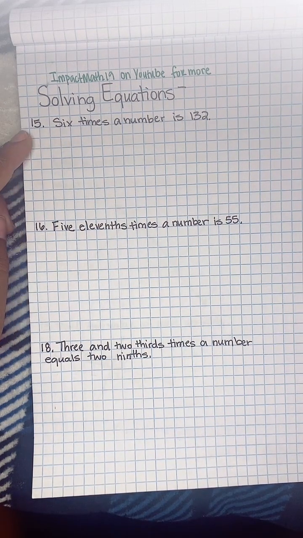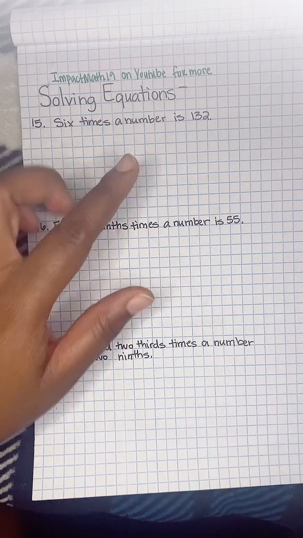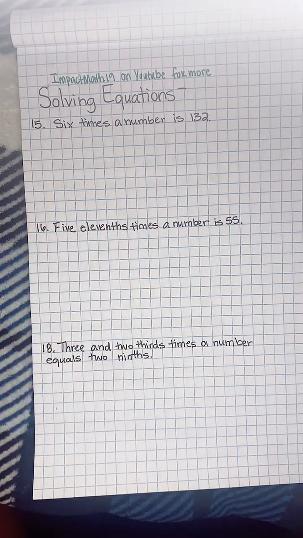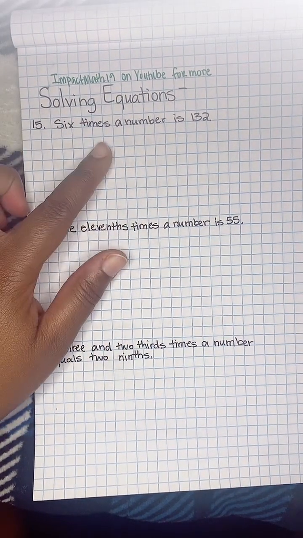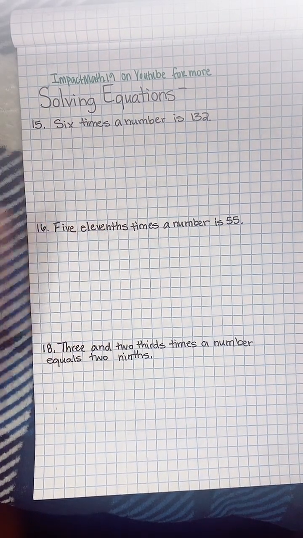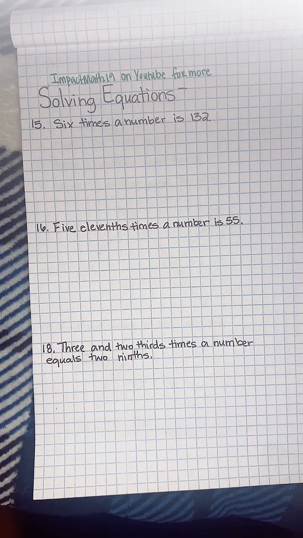So 15. 6 times a number is 132. Can you guys put it in the chat for me? How will we translate this into numbers? 6 times a number is 132.